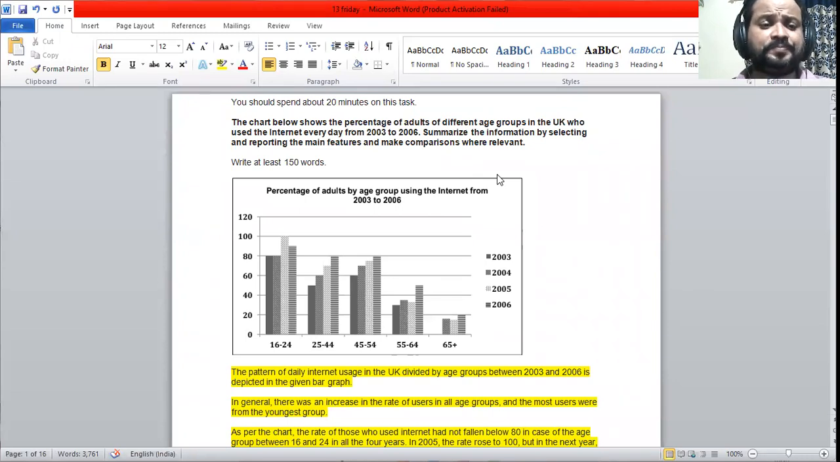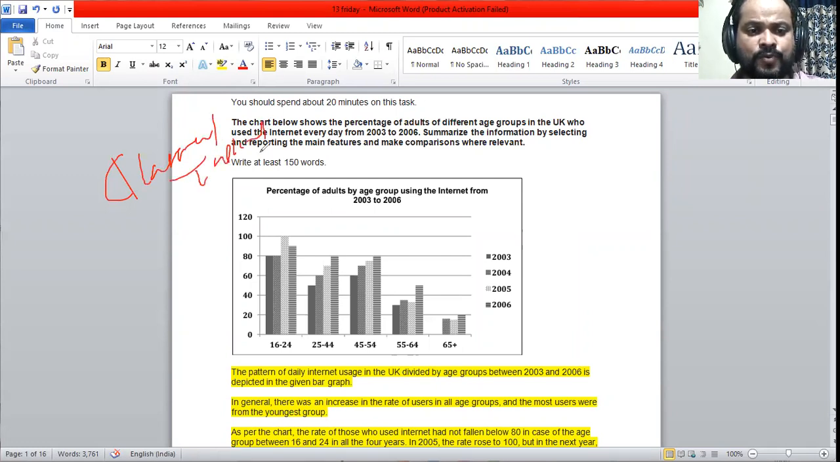Hello everyone. Today we are going to see a bar chart. This bar chart is about the percentage of adults of different age groups in the UK who use the internet every day from 2003 to 2006. This is a bar diagram. It is a part of classical task 1 in academic task 1.